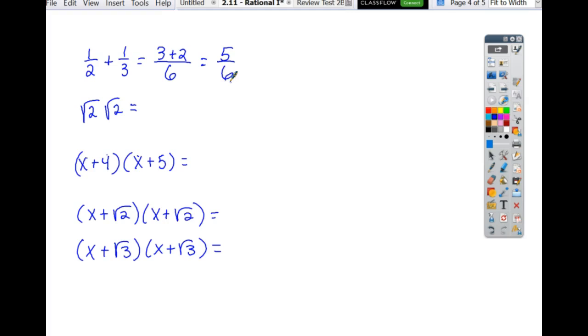The square root of 2 times the square root of 2 is 2. So if I'm multiplying together two binomials, let me just start. It is not x squared plus 20, because what's missing? The 9x, right? The 4x plus the 5x.